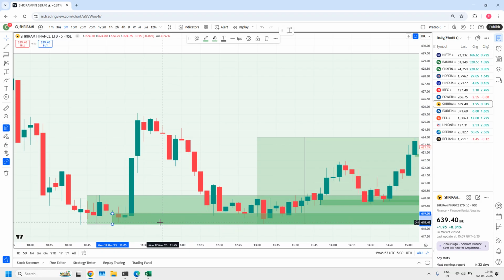See, I am not simply drawing the zone. There is a logic behind drawing the zone. That kind of logic you have to build. You need to add to your experience.